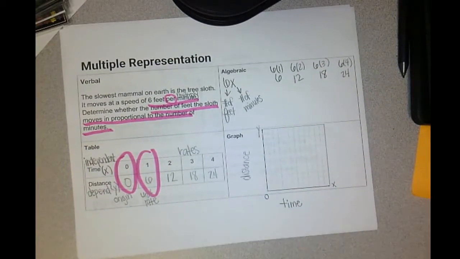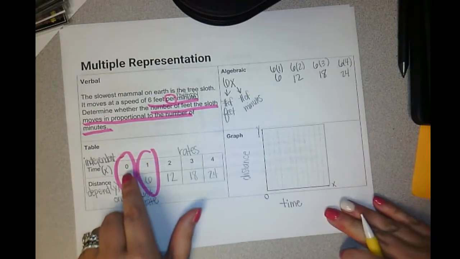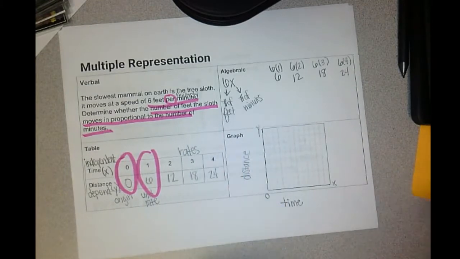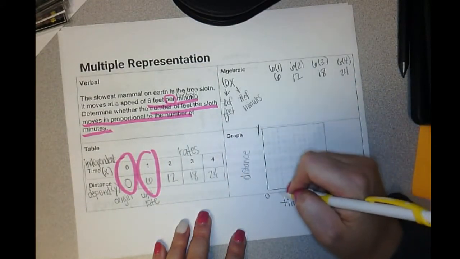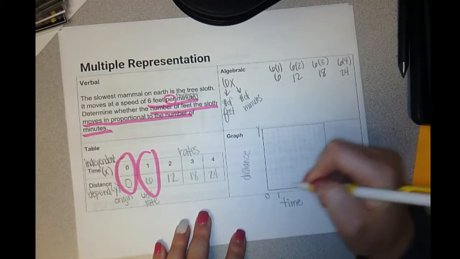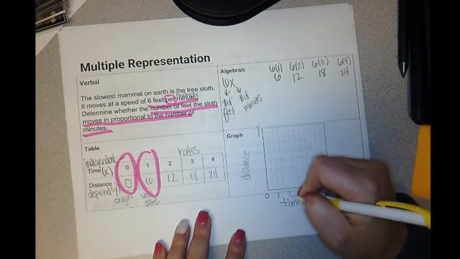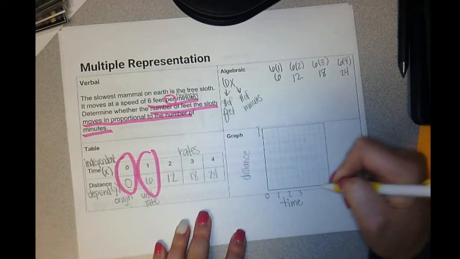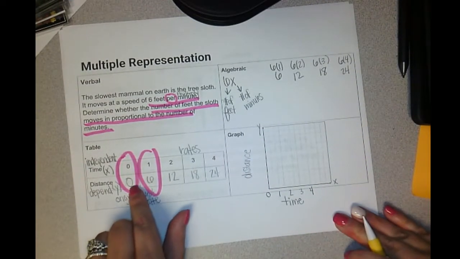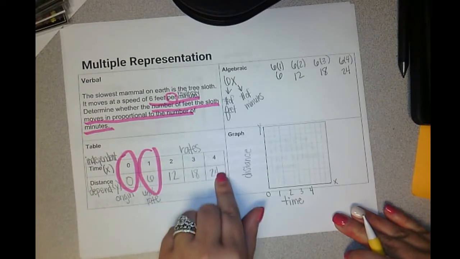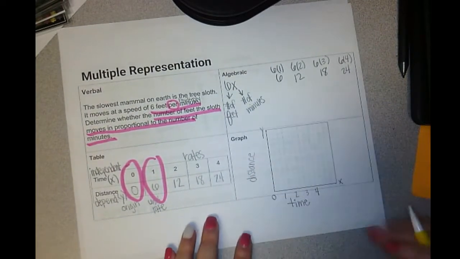And I'm going to look, and my x's are counting by ones. So I'm going to count by ones down here at the bottom, but I'm going to skip spaces so that my graph is pretty. Okay, and then now I'm going to go to my distances, and they're counting by sixes, so I'm going to go ahead and do that as well.